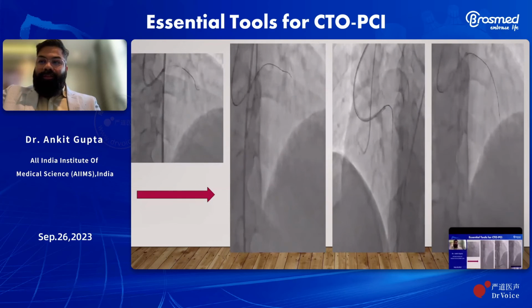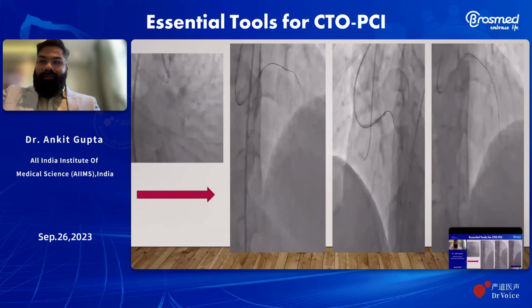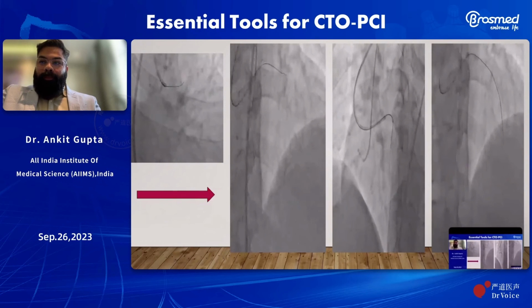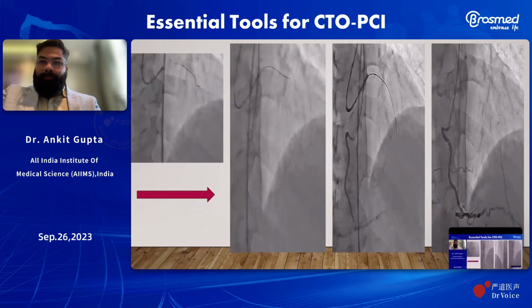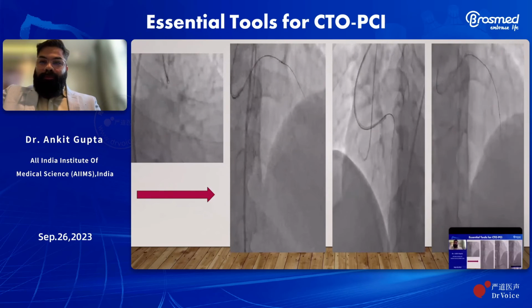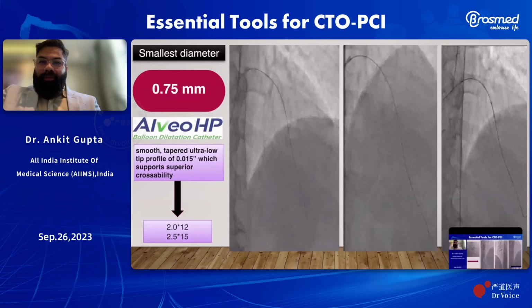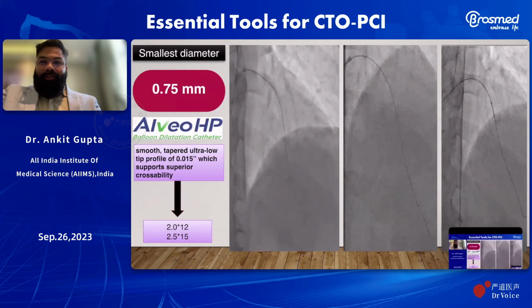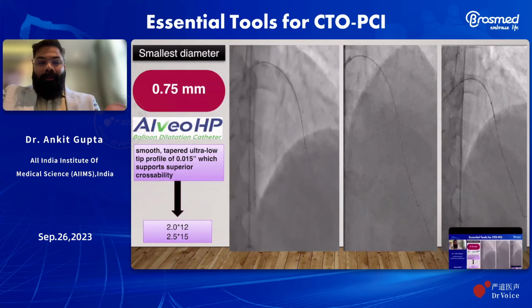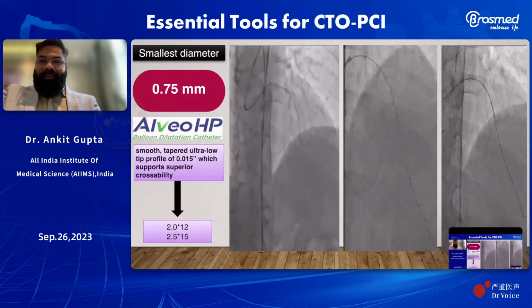We can see in the third angiogram, it crosses the distal cap also. After various efforts, after crossing with the Filter XT again, it could not progress. We could not progress the microcatheter.